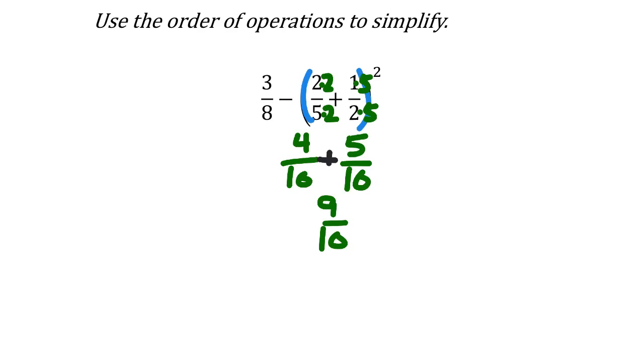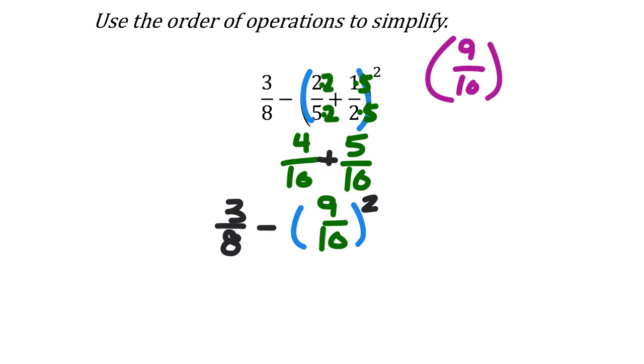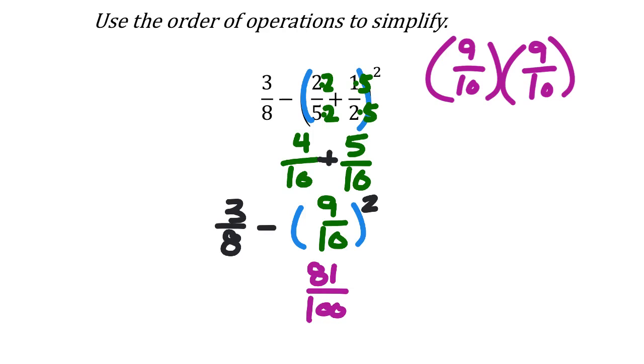And I'll rewrite the problem here, right, with the parentheses and everything else. So we can already see it's slightly simplified, but I got that exponent next because there's no other operations inside the parentheses to do. So I'm looking at the exponents. And 9/10, we'll show the work up here. 9/10 to the power of 2 is just 9/10 times 9/10. Well, from that, 9 times 9 is 81, and 10 times 10 is 100. So now I got 3/8 minus 81/100.